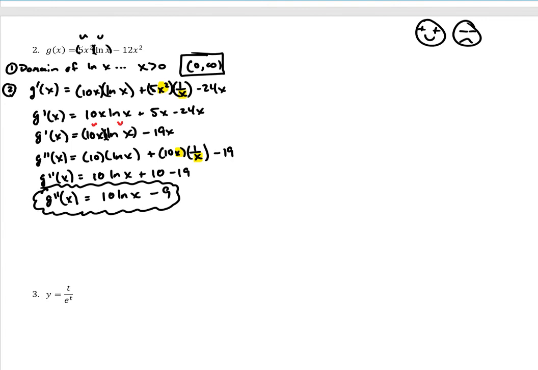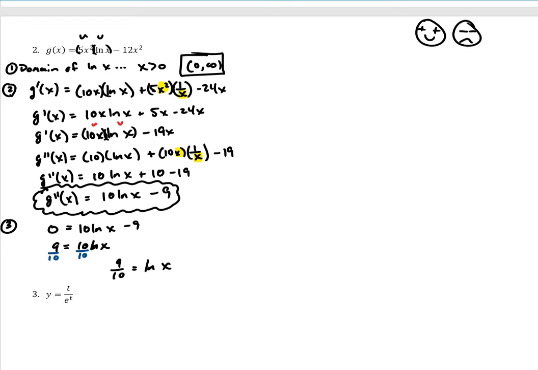And then now our next step is to find the critical numbers, which is to set the second derivative equal to 0. So we have 10 natural log of x minus 9 equals 0. To solve this, we would add the 9 over. So we'd have 9 is equal to 10 natural log of x. And then we should divide by 10 on both sides. So we have 9/10 is equal to the natural log of x.